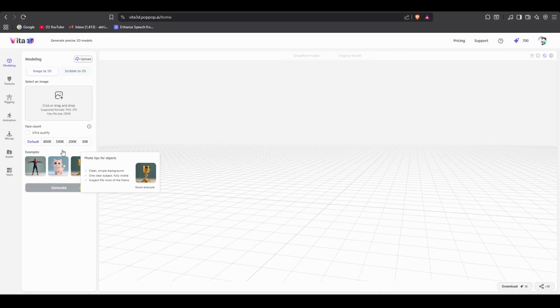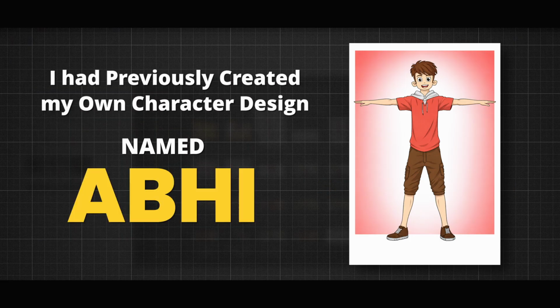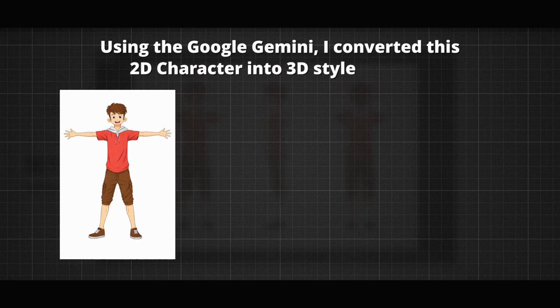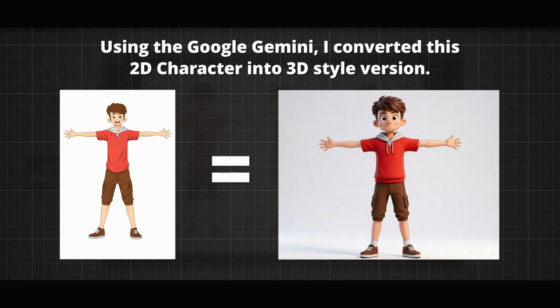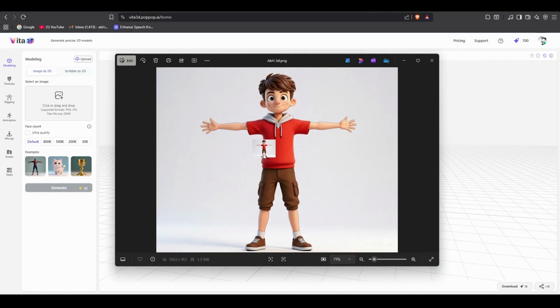Back to our first tab, Modeling. I'm going to use an image to generate our 3D character model. For that, I had previously created my own character design named Abhi, which is in 2D. I used ChatGPT to generate this turnaround image showing the side and back view. Next, using Google Gemini, I converted this 2D character into a 3D style version, and honestly, I feel like it looks really good. So simply drag and drop this image into the select an image area.